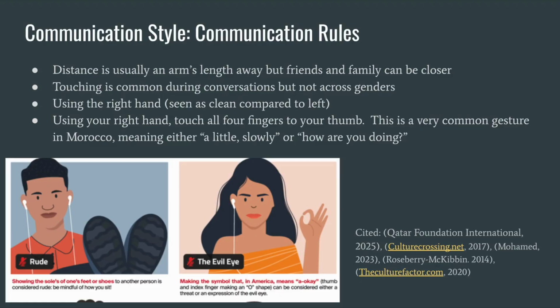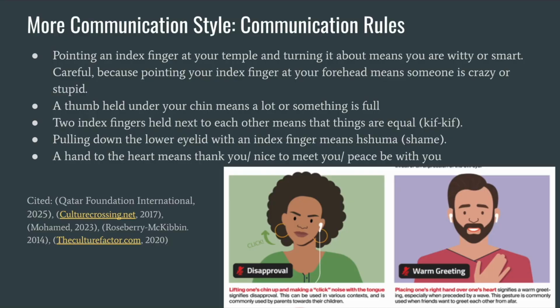On our next slide, we are continuing that conversation of communication. Some more examples might be a thumb held under your chin can mean that something is full. Pointing your index finger to your temple can mean that you're witty or smart, but pointing it in front of your forehead can mean that someone is crazy or stupid. Two index fingers held next to each other can mean that something is equal or kif-kif. Pulling down your lower eyelid with your index finger can mean shame, and a hand to the heart can mean thank you, nice to meet you, or peace be with you.